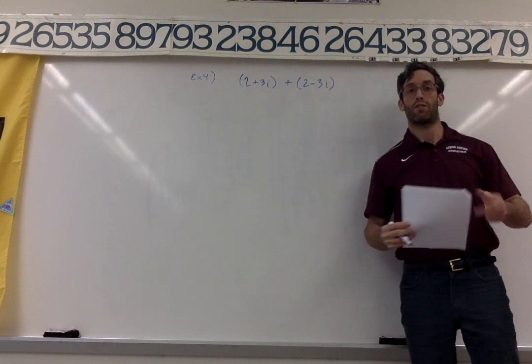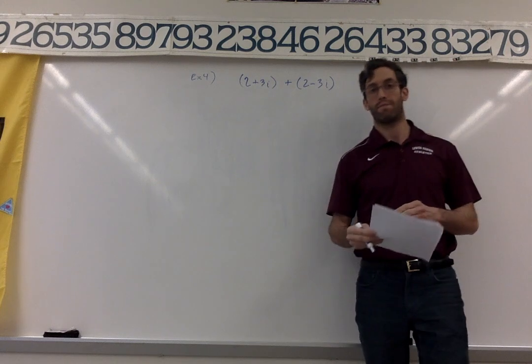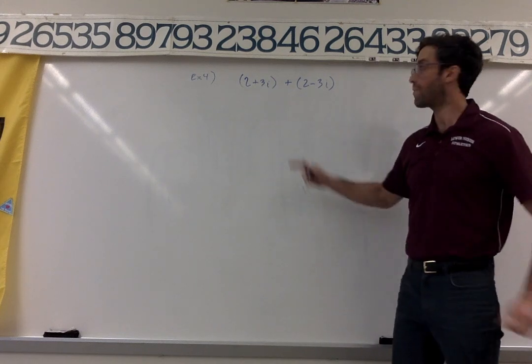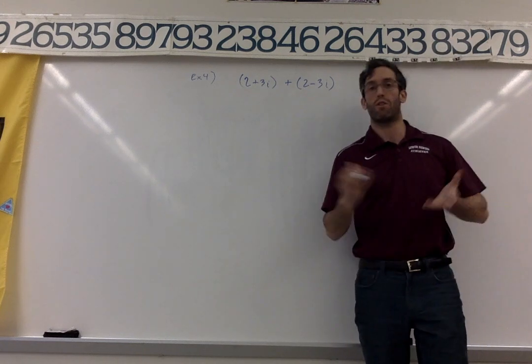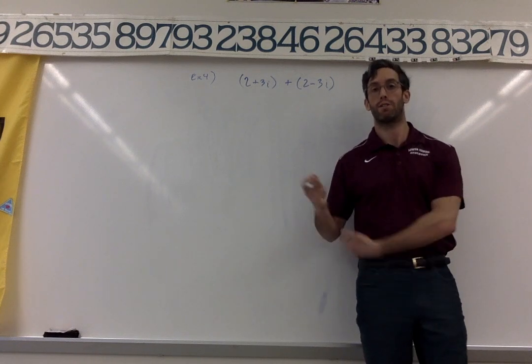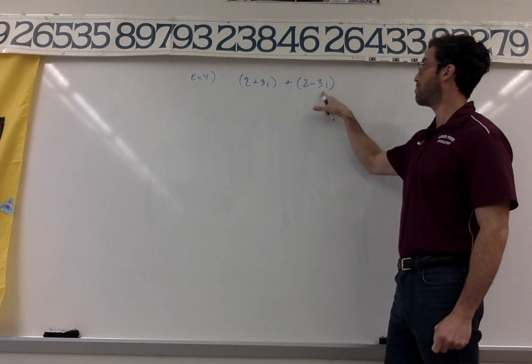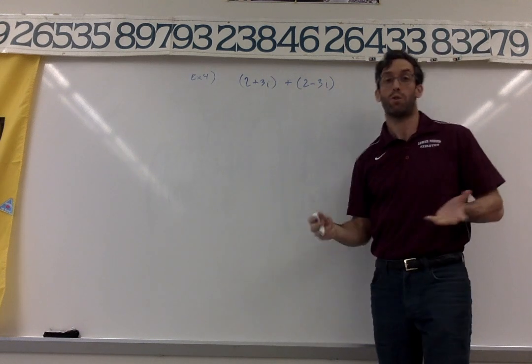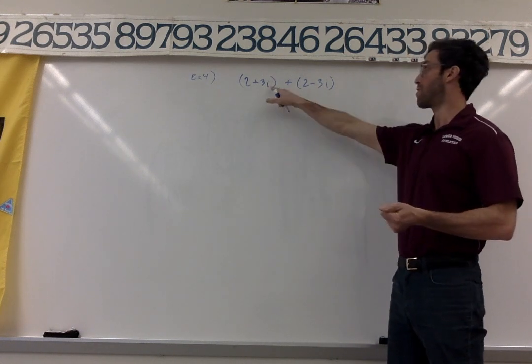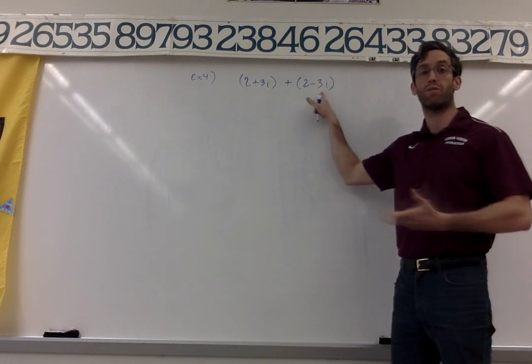So addition and subtraction are easier than multiplication and division with these problems. All you have to do if there's addition is, the parentheses really don't matter. They don't mean anything because there's nothing to distribute. Right? So 2 plus 3i plus 2 minus 3i, just got to do 2 plus 2, which is 4, and 3i minus 3i, which is 0i.